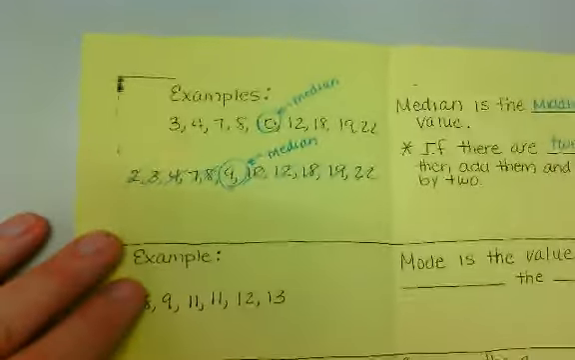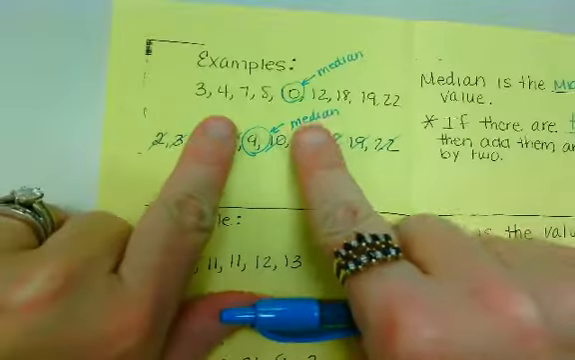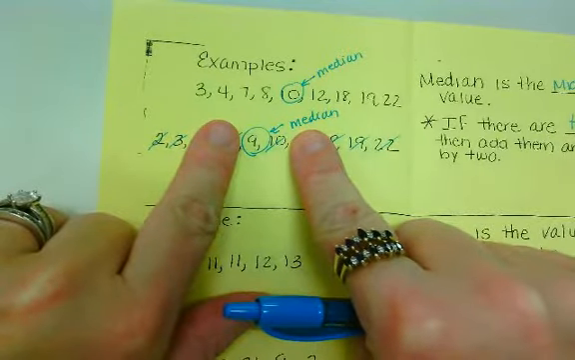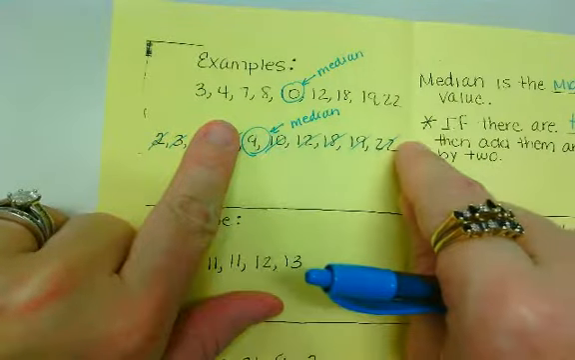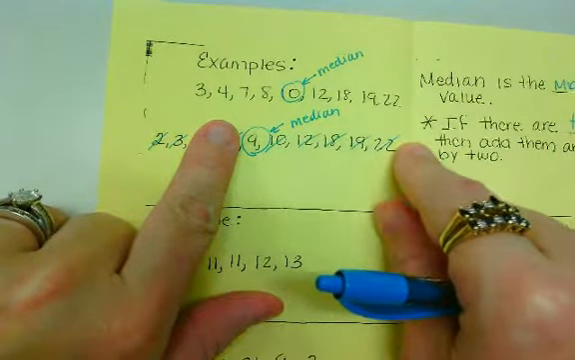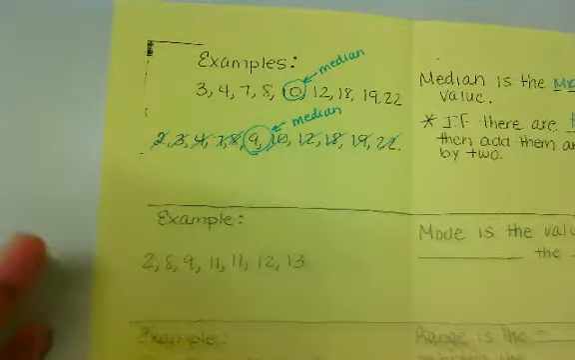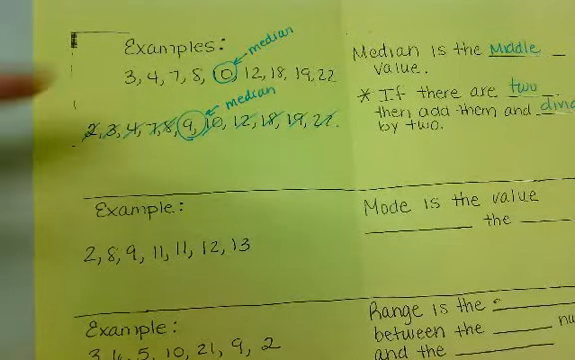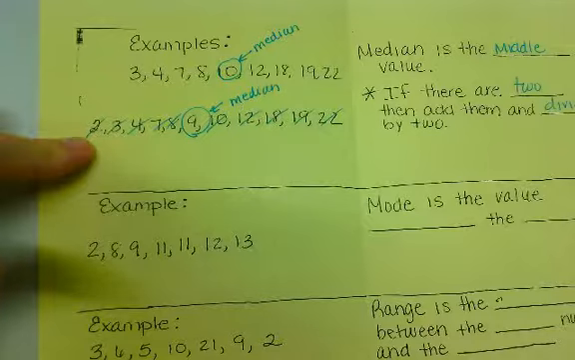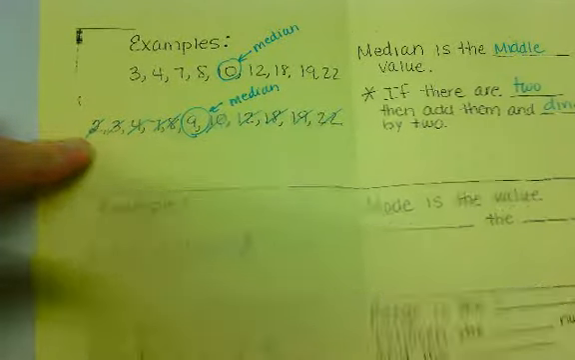Okay? Sometimes you might end up with two medians. Like if we were to end up with 9 and 10, you would add these together, which would be 19, and then divide by 2, which would be 9.5. And that's how you do that, okay? So that's our median. Remember, median is always your middle value. You can either work with your fingers or work with counting them off, whichever way works better for you.